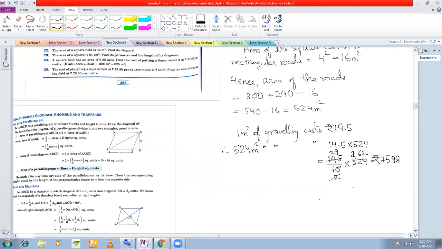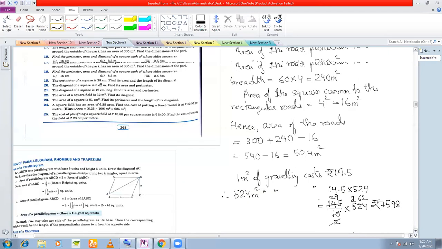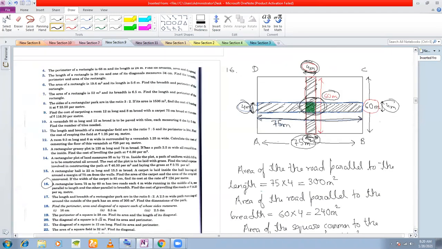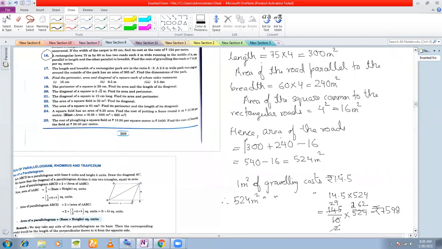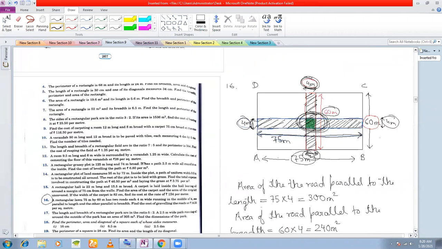of graveling. Understood. So the only catch here in this problem was that when you are adding up the area of the rectangles, you are considering the area of the square twice. That is why you have to subtract the area of the square once, because this area here I have considered twice. That is the catch of this problem. Okay. We proceed to the next problem.